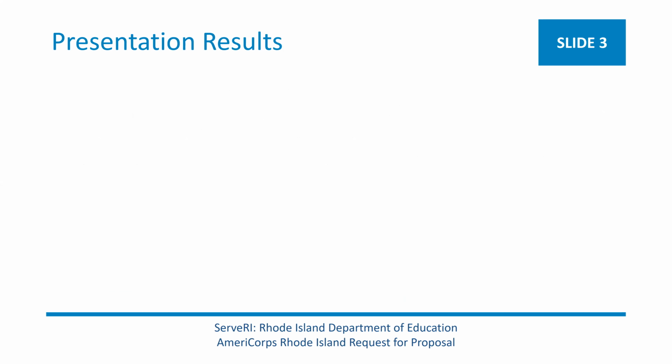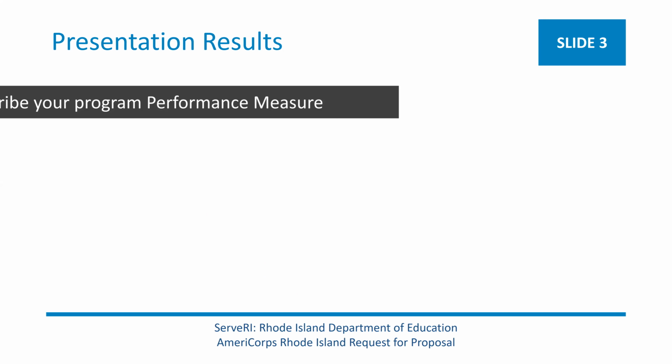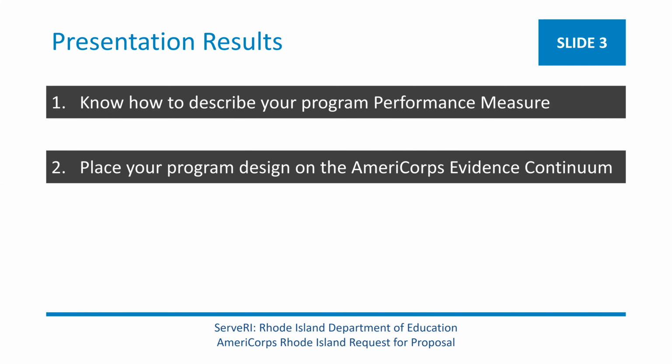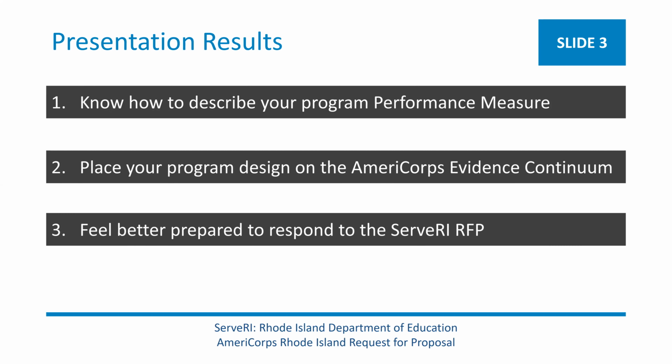So as always, we're going to have three goals today. The first, I want to help you know how to describe your performance measure. I should probably find out first what a performance measure is, and then where that is in the application process. We're going to place your program design on the AmeriCorps evidence continuum, which is a thing, again, that I'll have to describe for you. And as always, hopefully you'll feel better afterwards, being prepared to respond to the ServerEye RFP.